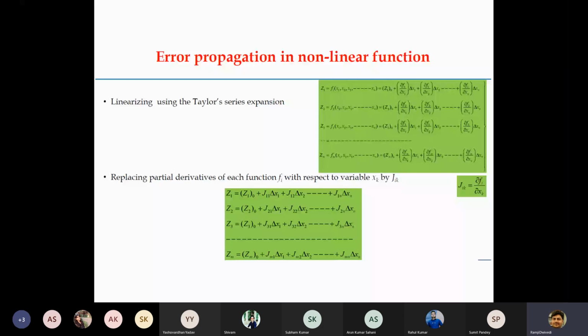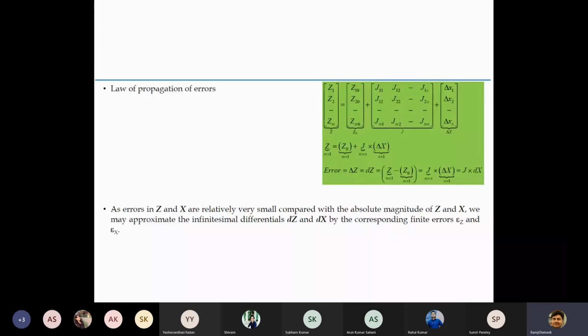So Z1 is equal to Z1 naught plus J11 delta X1, J12 delta X2, and J1n delta Xn. Obviously you can separate delta X1, delta X2, delta Xn out in order to write a matrix notation, and that's how you write it. Z1, Z2, up to Zm is equal to Z1 naught, Z2 naught, Zm naught plus J11, J12, J1n, then J21, J22, J2n, and similarly Jm1, Jm2, like that.